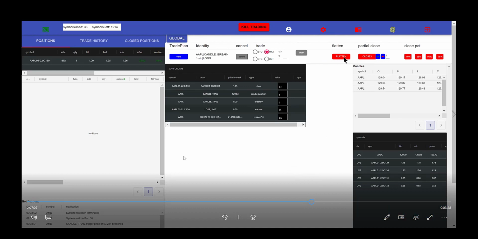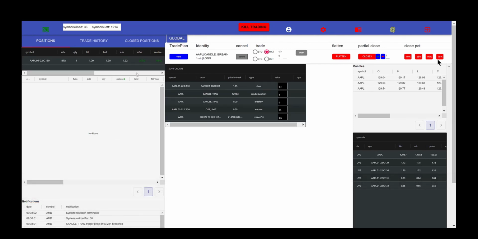So again, I was saying he could flatten, he could place a market or a limit order. He could just use this close button, and he can put whatever quantity he wants in here. He can also close percentages. And we have these hard-coded right now, 10, 25, 50, and 75%, but we're planning on making that more flexible. And like I said, this user interface is a little behind where we are today.